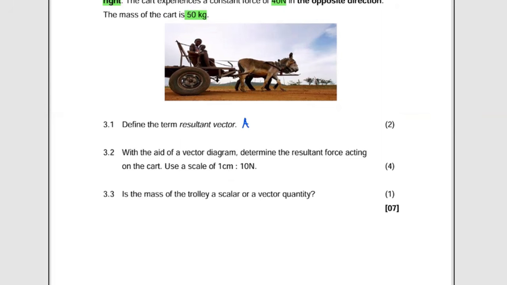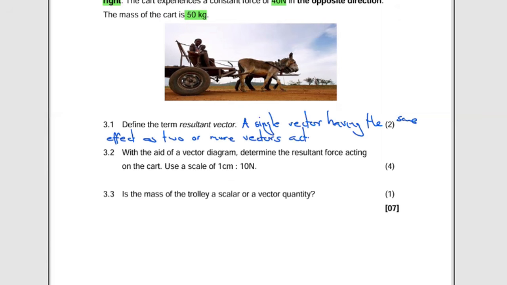We said this is a single vector that has the same effect as two or more vectors acting together. So this is our definition for a resultant vector.